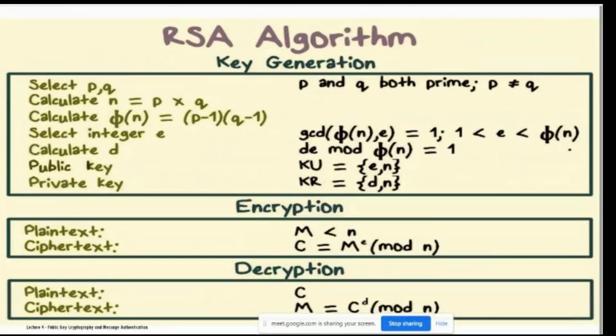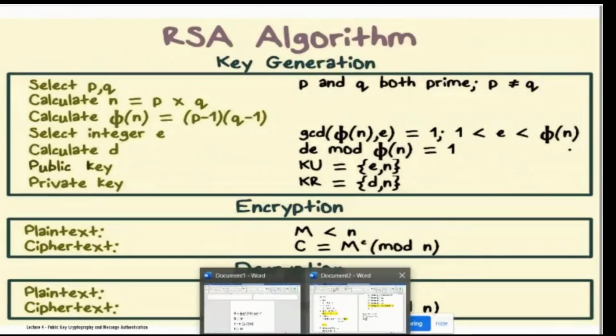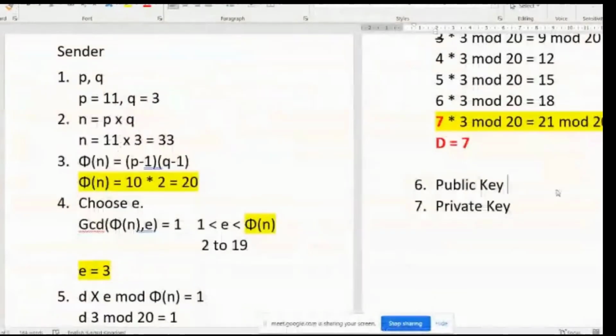So I'm just coming to this example. In this example, what is my public key? My public key is equal to E comma N. What is the value of E? We already know the value of E. It is 3. And we know the value of N. N is 33. So 3 comma 33. This is my public key.